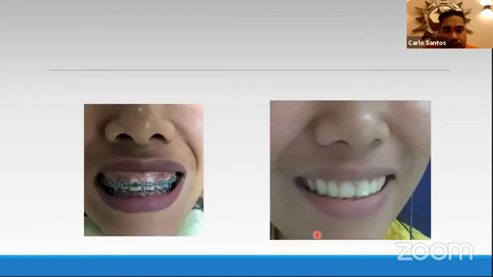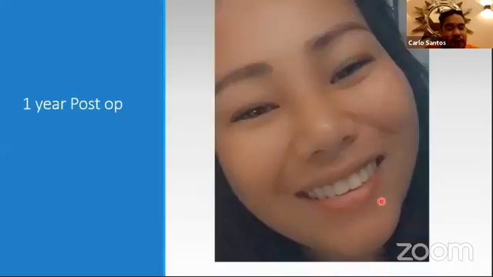This is her post-operative picture, and then 1 year prior. She works in a cruise liner, so actually this is a new photo of her 1 year after. See, no more gingival display. The teeth are no longer hidden. You see that her teeth are bigger now, and she's happy with it.